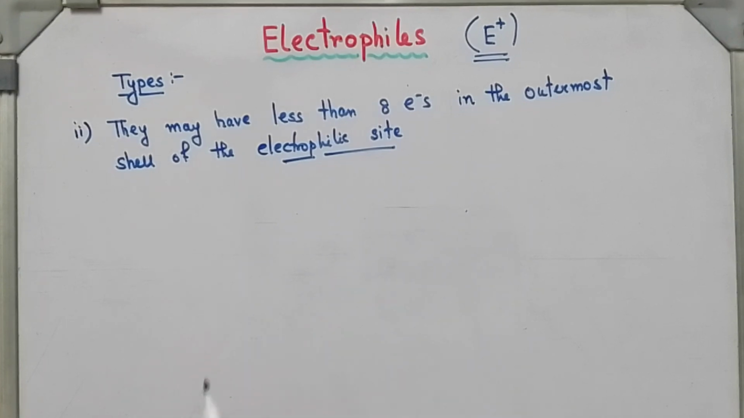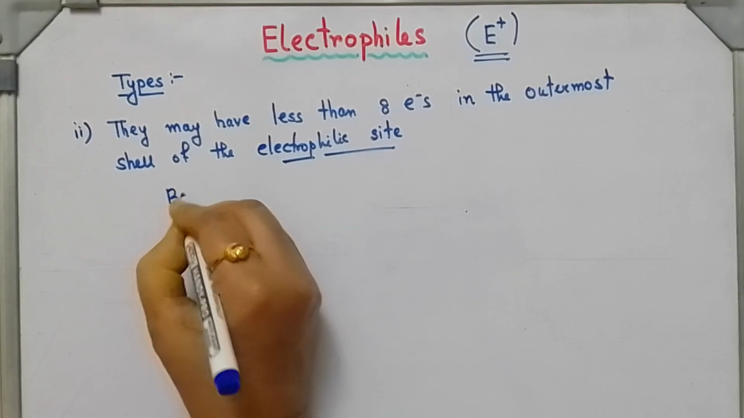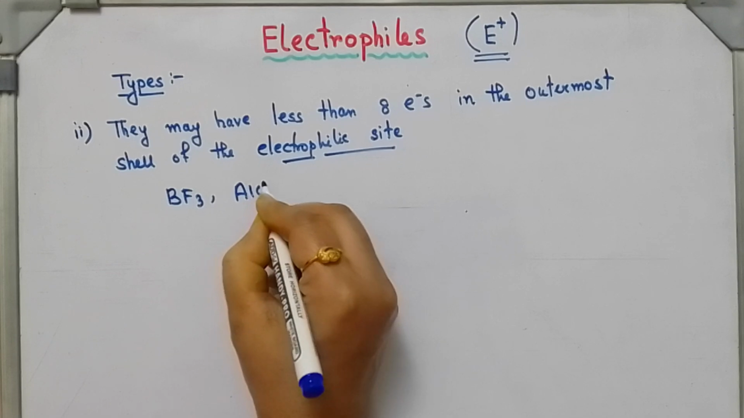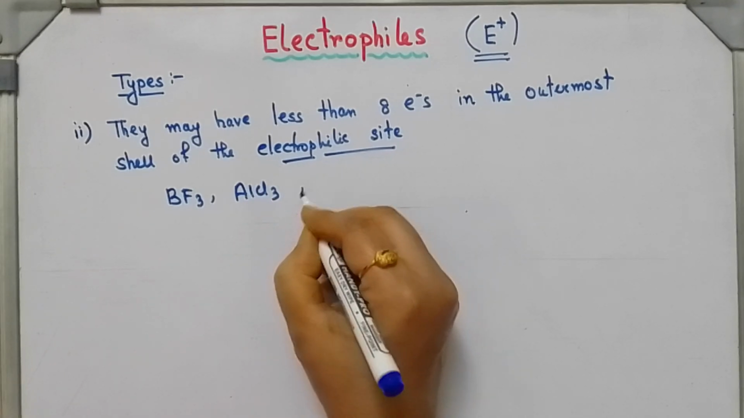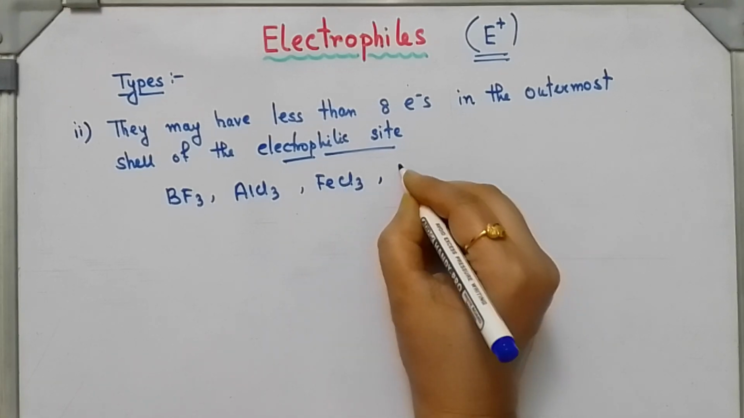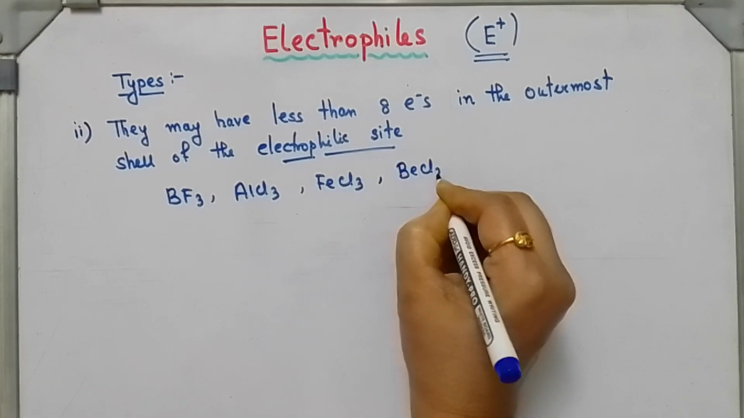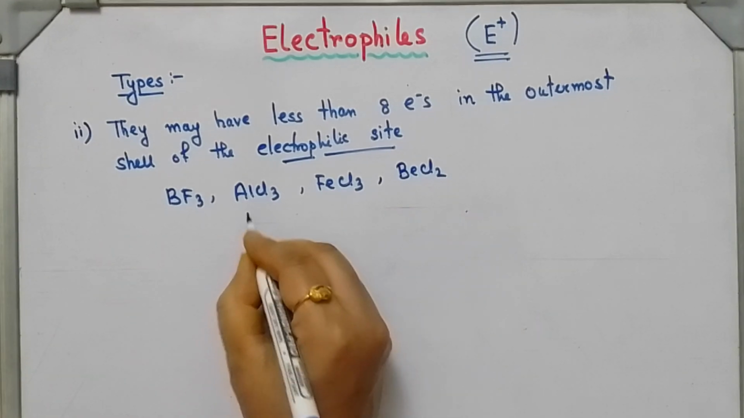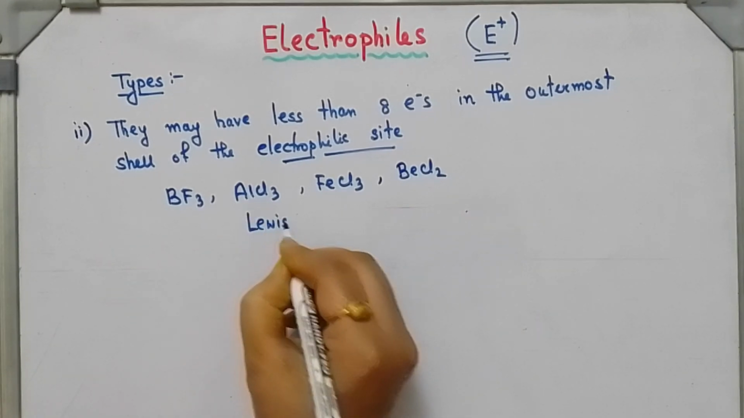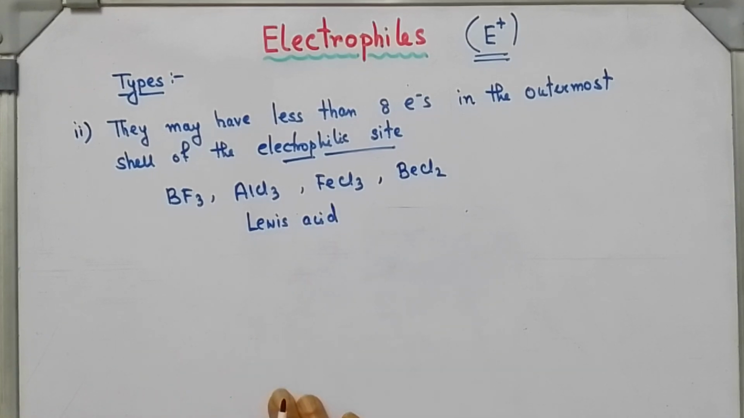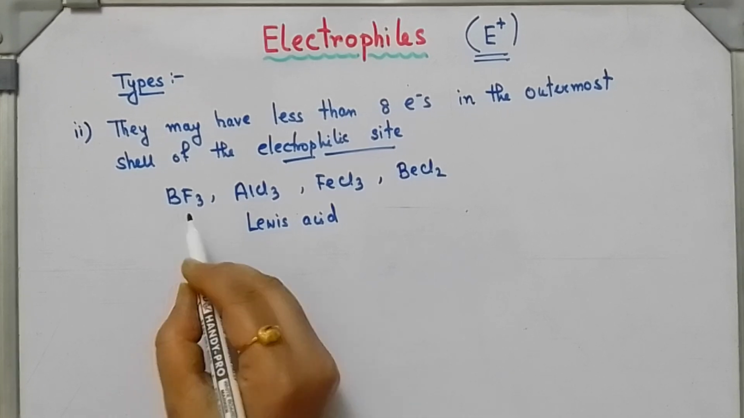For example, BF3, AlCl3, ferric chloride, beryllium chloride, etc. These all are Lewis acids. As we have studied, Lewis acids are acting as electrophile because they are having incomplete octet.